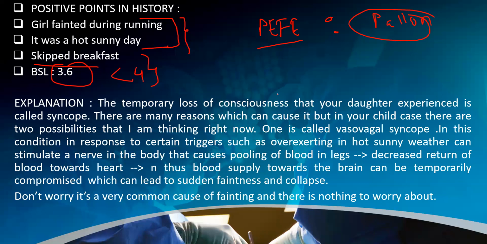No, doctor. Well, now let me discuss in detail. The temporary loss of consciousness that your daughter experienced while running the marathon today is known as syncope, which is basically loss of consciousness. There could be many reasons behind it, but in her case, I am thinking of a couple of possibilities. One of them is vasovagal syncope. In this condition, in response to certain triggers, like overexerting in hot, sunny weather, a nerve in the body known as the vagal nerve is stimulated, which causes pooling of blood in the legs. And if all the blood is pooled in the legs, there is decreased return of blood towards the heart, and then the heart cannot pump enough blood to the brain. The brain gets reduced blood supply, and that results in this loss of consciousness. Please do not worry. It is a very common cause of fainting, and there is nothing to worry about.